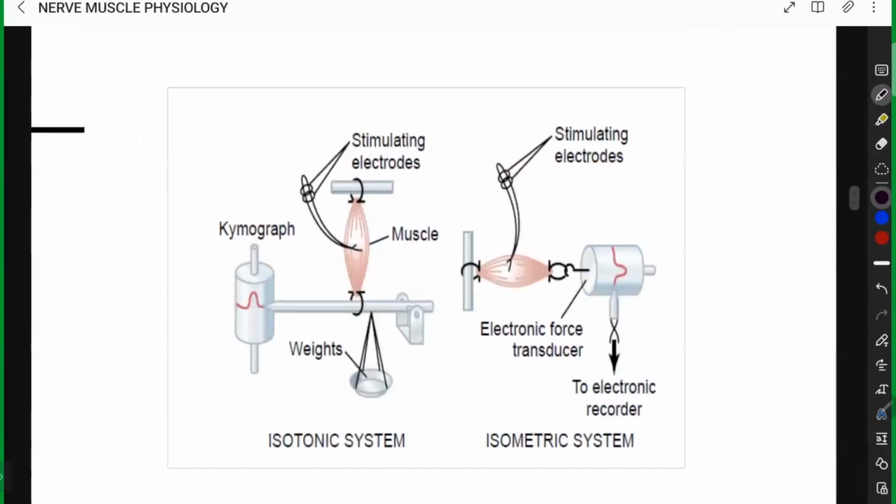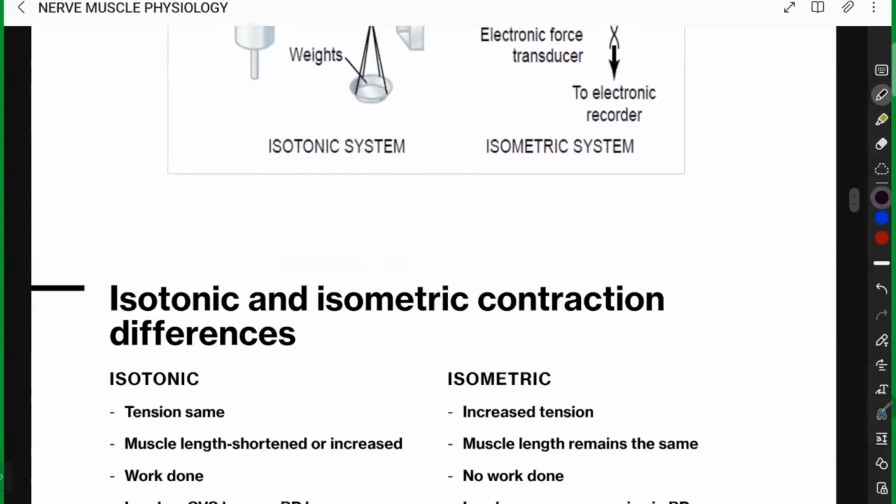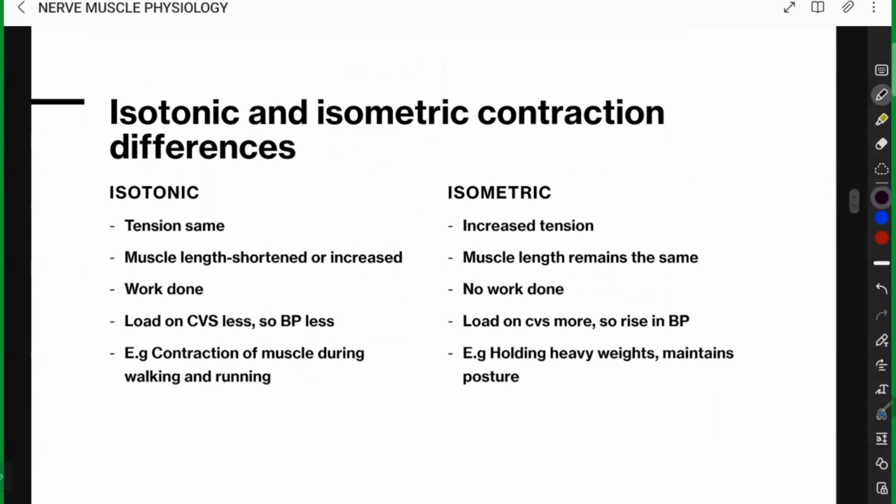All these things can be drawn in a graph by the instrument called the kymograph. This kymograph is going to give you the graphical representation. Now, in the exam, they can ask you a 2 mark or a 5 mark question on the difference between isotonic and isometric contraction. In isotonic, tension remains the same. Muscle length can be either increased or decreased.